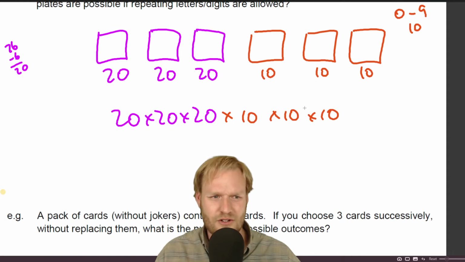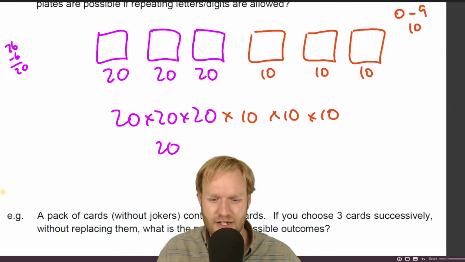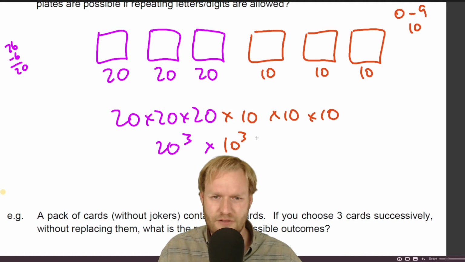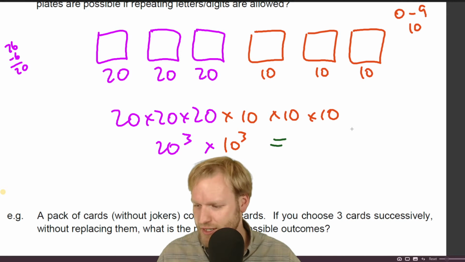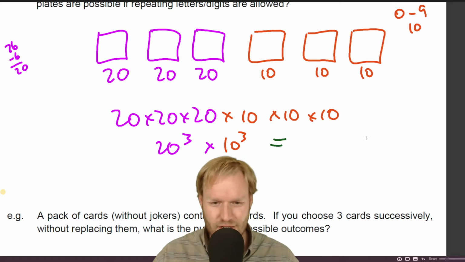And if you wanted to write that a little bit quicker, you could have had 20 to the power of 3 times 10 to the power of 3. Doesn't really matter. They both work quite nicely. And that equals, into the calculator it goes. Oh, I didn't do it in the calculator yet. So go for it, and what do you get?